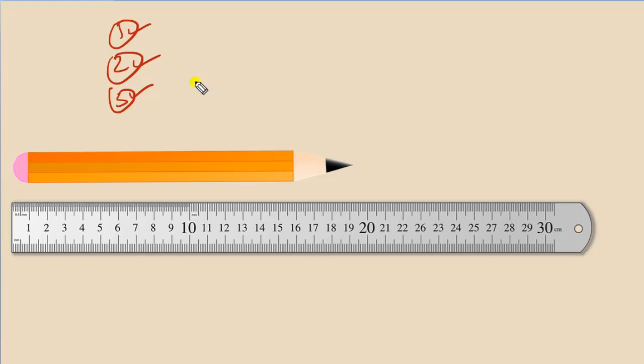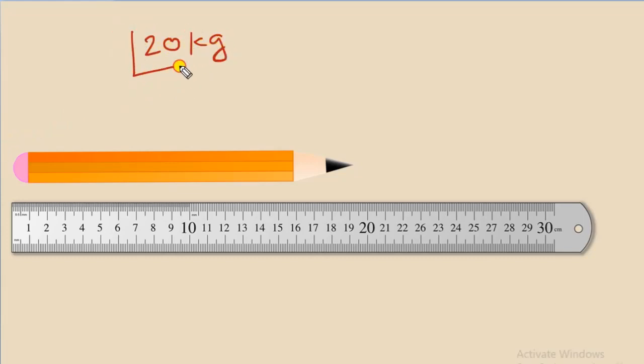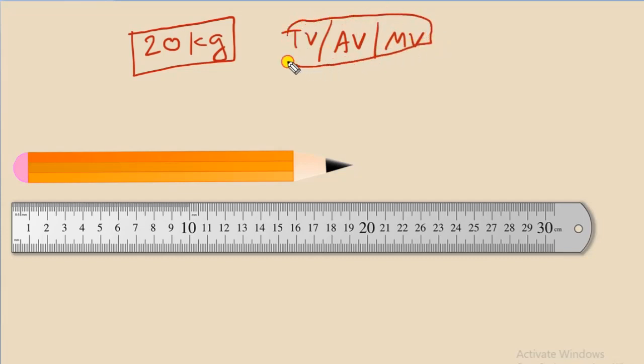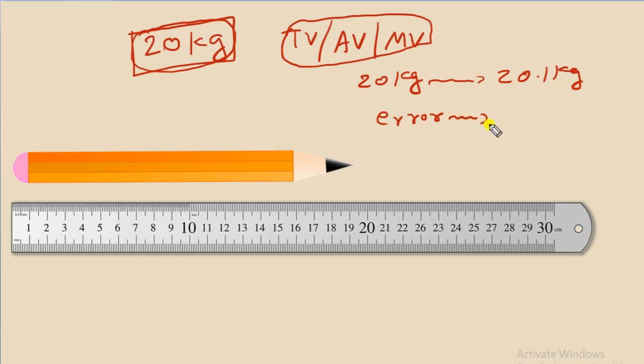Let's say we are trying to measure a mass, the true value of which is 20 kilograms. True value is also known as actual value or the mean value. We will learn about it later in the same video. So we are trying to measure a mass, the true value or the actual value of which is 20 kilograms. And suppose the measurement gave us a value of 20.1 kilograms. So can you tell me what is the error associated with this measurement process? Can you tell me what is the error associated with this value?